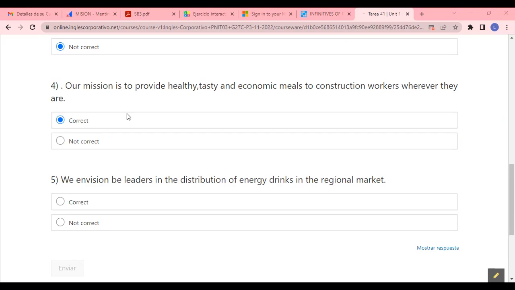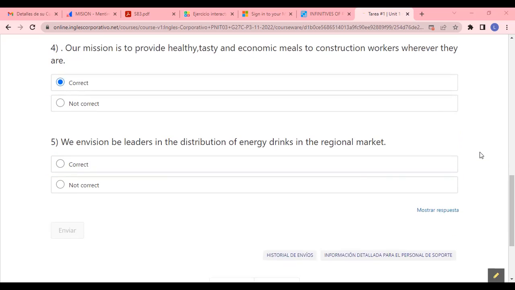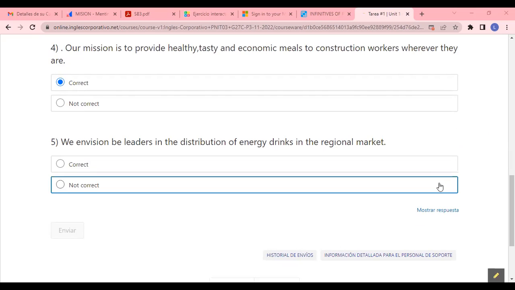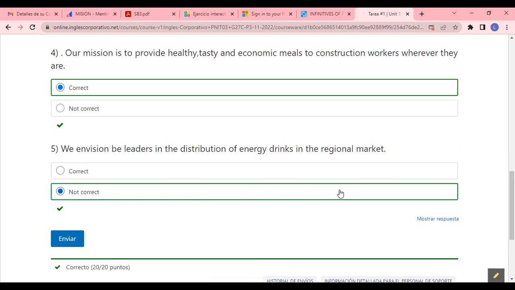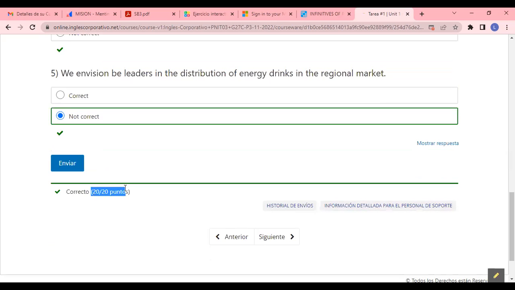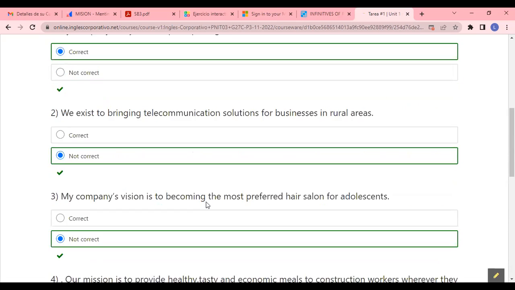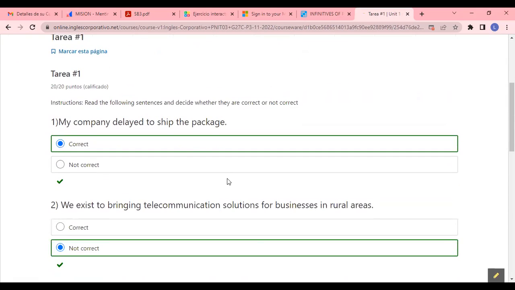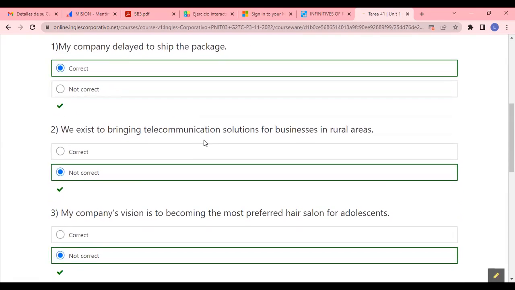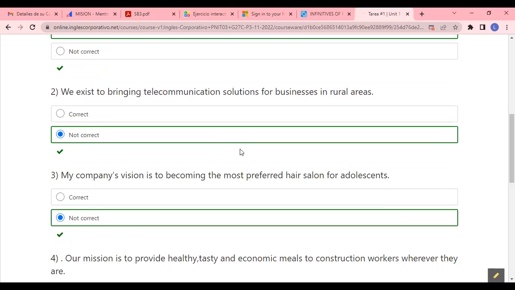Thank you, Dimas. Let's go. We envision the leaders in the distribution of energy drinks in the regional market. It is not correct. Why? We envision is to be. Very good. Let's see. How many we have? Oh, we have 10 out of 10. Yes, very good. You identify that, everybody. So, these are the answers. As you can see, very well done, everybody.